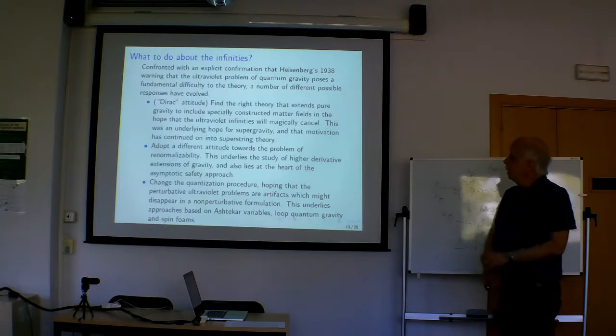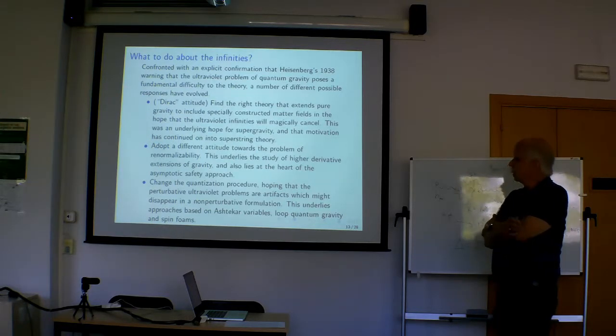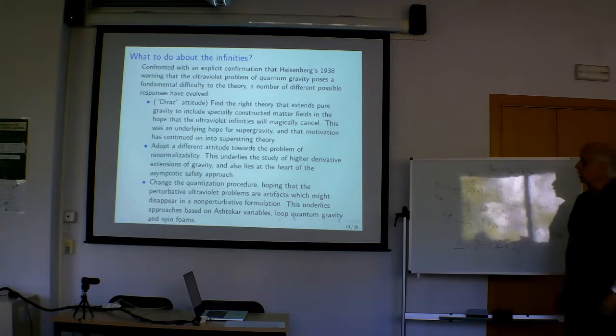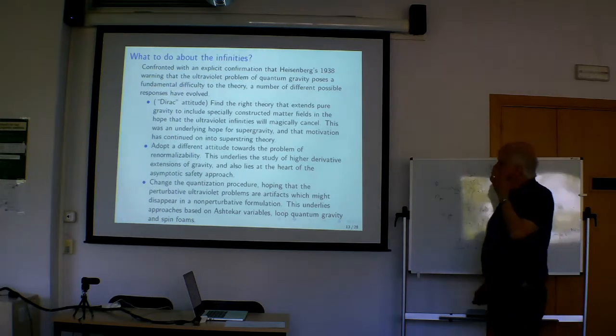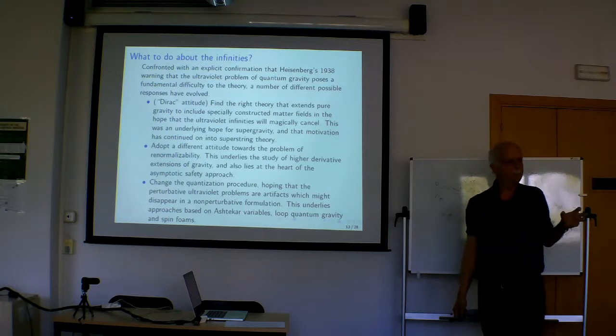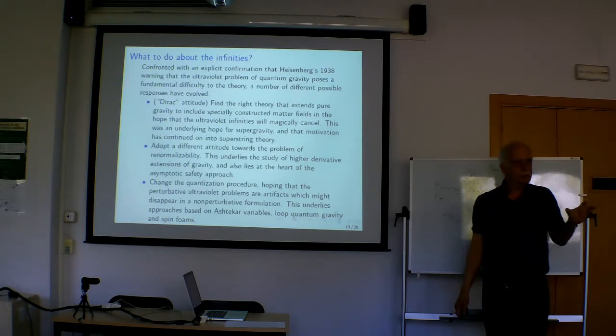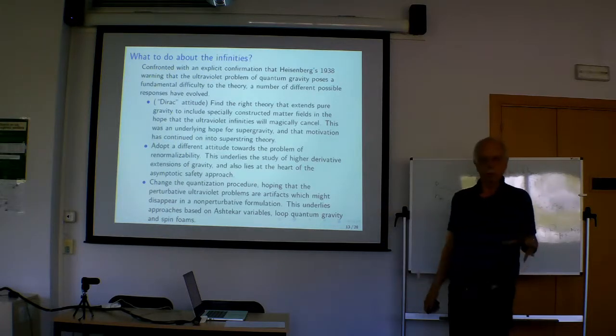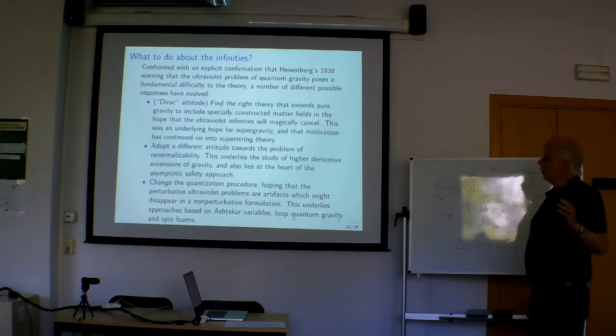Heisenberg's problem has to be taken seriously, and there are a couple of different points of view that I can imagine. The first one I could call perhaps the Dirac attitude, which I'm going to come back to a little bit later on in the talk, which is to find the right theory, and hope that with suitable symmetries or other special properties, this nice behavior of pure gravity at one loop can be continued and you can get away with it. So it requires careful arrangement of gravity plus matter fields in the hope that the ultraviolet infinities will magically cancel.